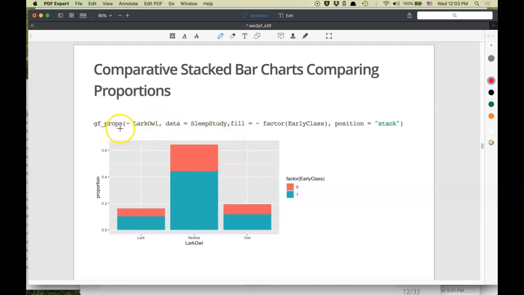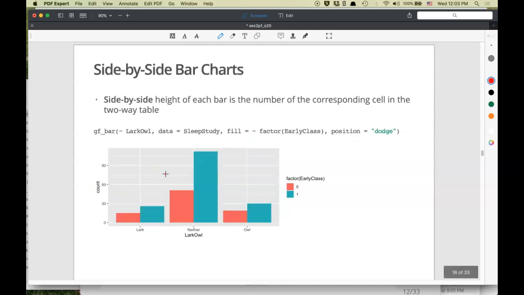So geom_bar with stat proportions is the command you would use rather than geom_bar. You'd use the fill equals this and position equals stack. That's to get the proportions rather than the actual values. If you want to give that a try, you're welcome to, but this is more optional material.